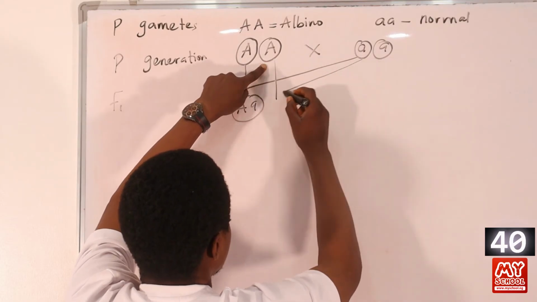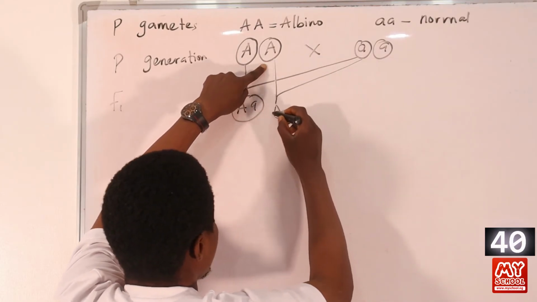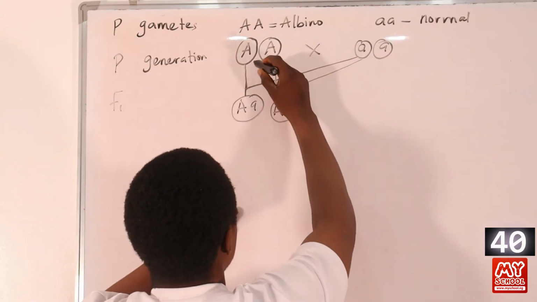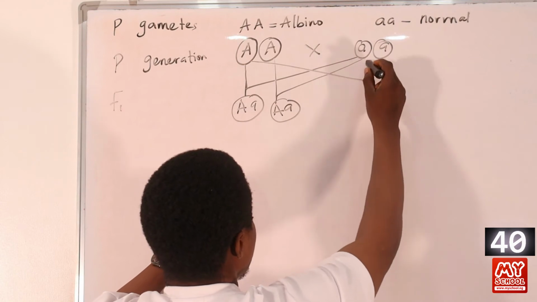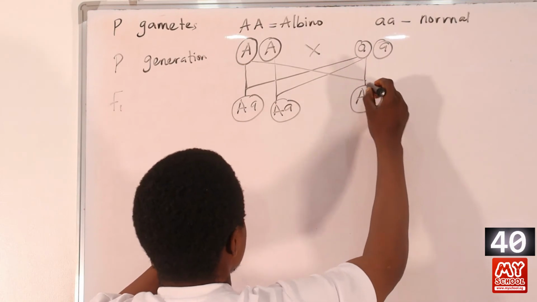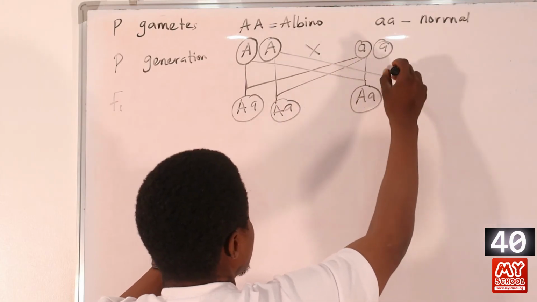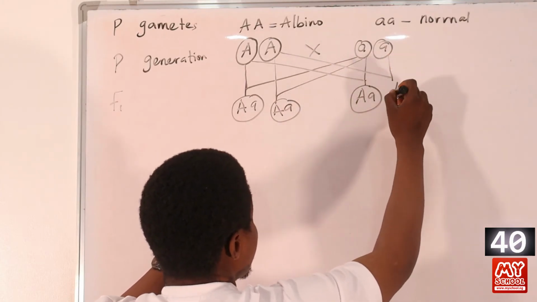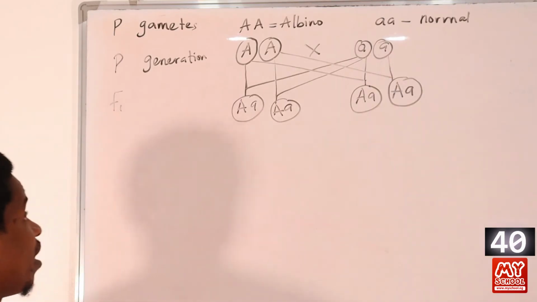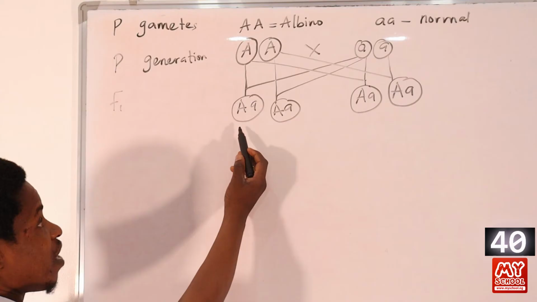This, we also cross to this, so that we have A here and the small a here, okay? So let's move over to this side now. So this, we cross to this side, so you still have A here and A here. Then the last one, this one also crosses to this side, and then we have A here, small a, capital A, and small a.